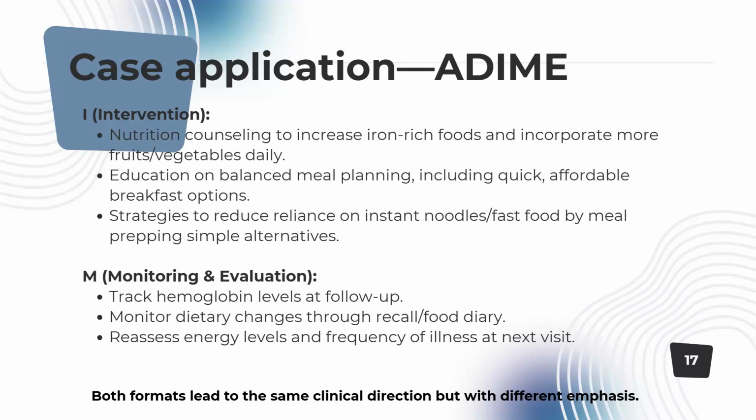Okay. And then monitoring and evaluation. How do we track the progress? How do we know if she's meeting her goals? You want to track hemoglobin levels that follow up. You want to monitor dietary changes through the food recall. So you do another food recall, or maybe even having her do a food log, a food record, and be able to identify, has she been making certain changes. And then you want to reassess her energy levels and the frequency of illness at the next visit, because that can be indicative of her micronutrient intake.